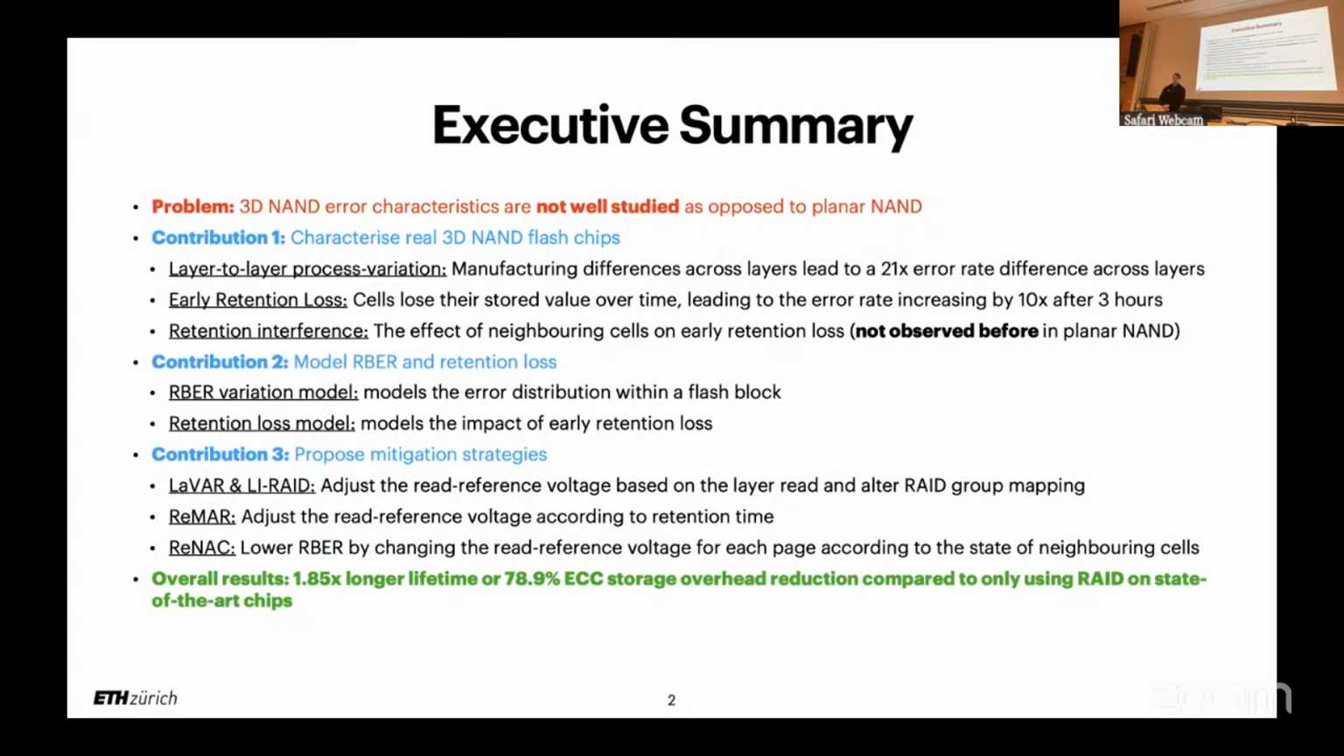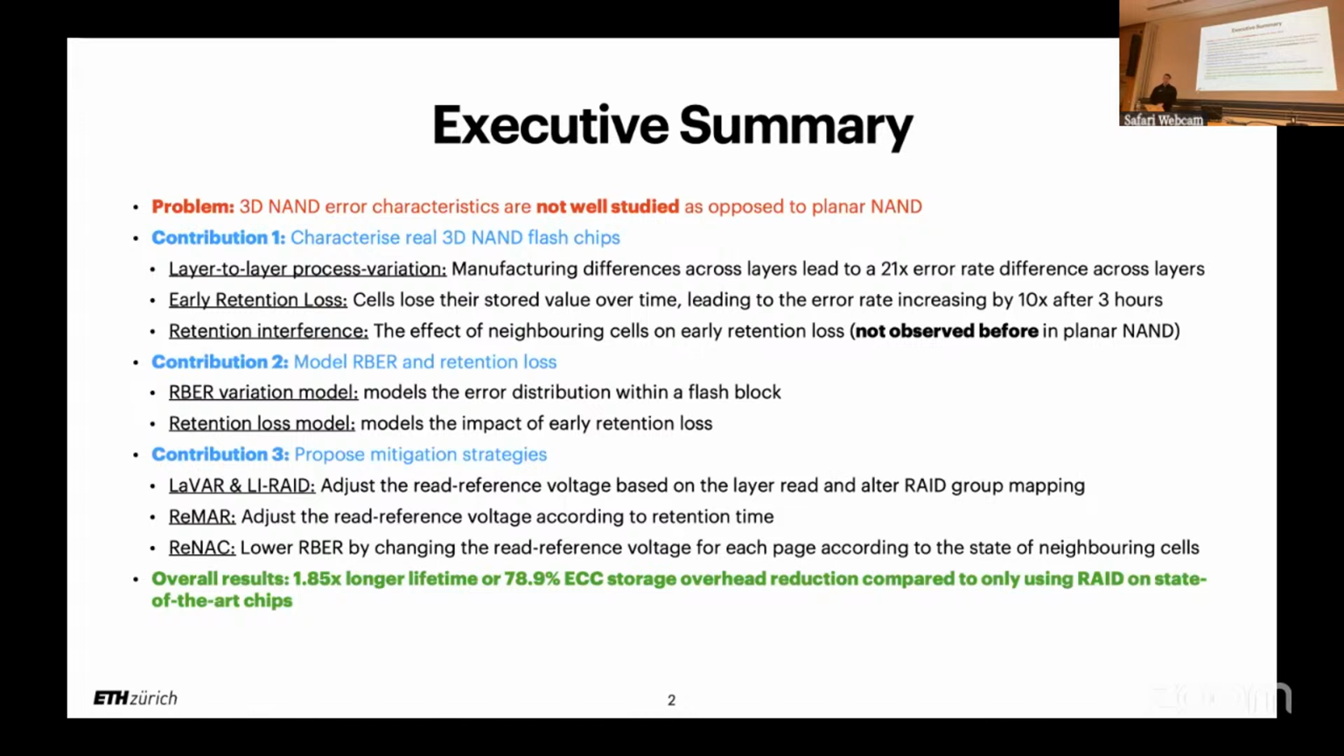There's also early retention loss, which is a phenomenon where basically cells lose their stored value over time. And this can result in up to 10 times more errors 3 hours after programming, as opposed to if we were to read data right after programming. The last kind of error identified by this paper is retention interference, which is where vertically adjacent cells influence the stored value in a given cell. And this is not seen before in planar NAND.